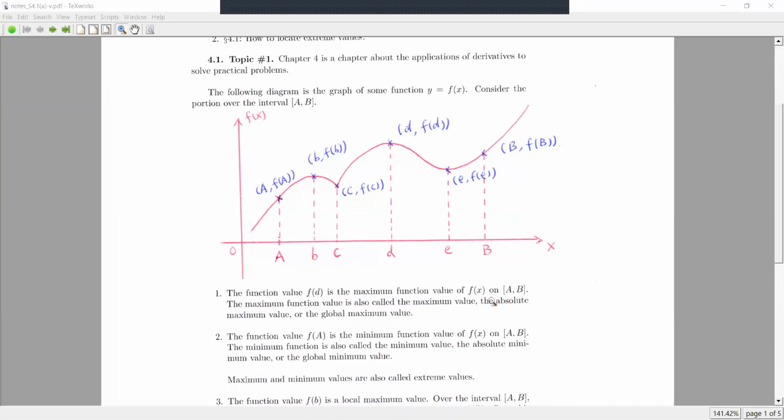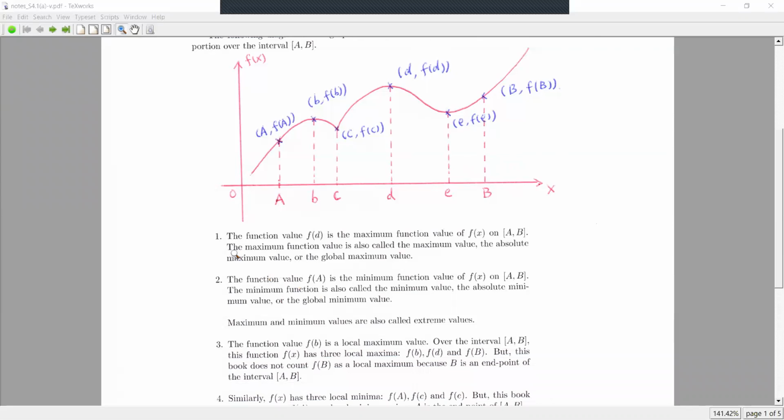It is important to emphasize that this is the maximum function value on this interval. That means the maximum function value of this portion, not the maximum function value of the whole graph. If you consider the whole graph, clearly this point is not the highest point. This is the highest point only of this portion.